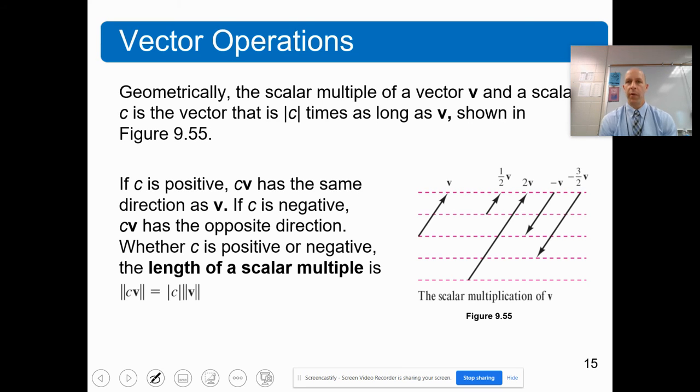Geometrically, the scalar multiple of a vector v and the scalar c is the vector whose magnitude is the absolute value of c times the magnitude of v. So in other words, if this is our vector v and we do 1/2 v, it's going to make its magnitude half. If we double it, the magnitude is going to double. If we make it negative, it flips the direction, etc. So those are just scalar multiples.